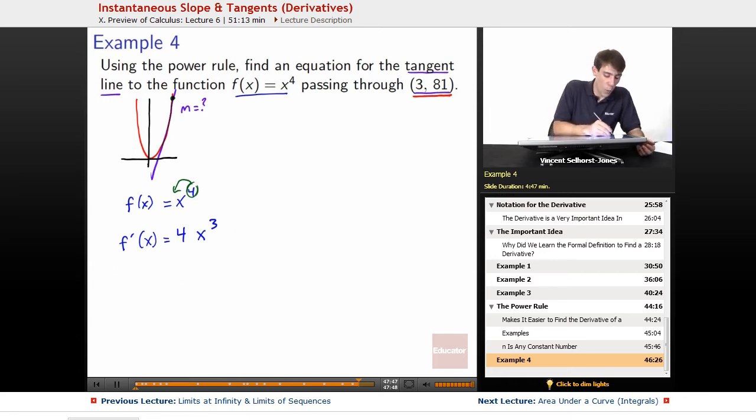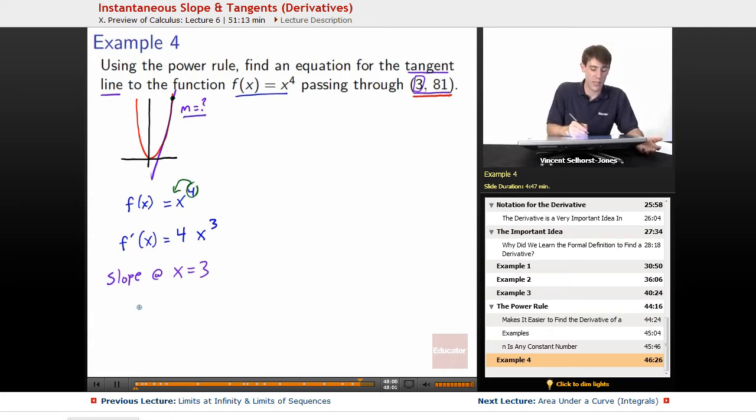So if we want to find out what the slope is at x equals 3, that's the horizontal location we're considering. Slope at x equals 3, if we want to find out what the slope is for our tangent line, is going to be f prime of 3. F prime of 3 will be 4 times 3 cubed, right? We plug it into our f prime, our derivative function.